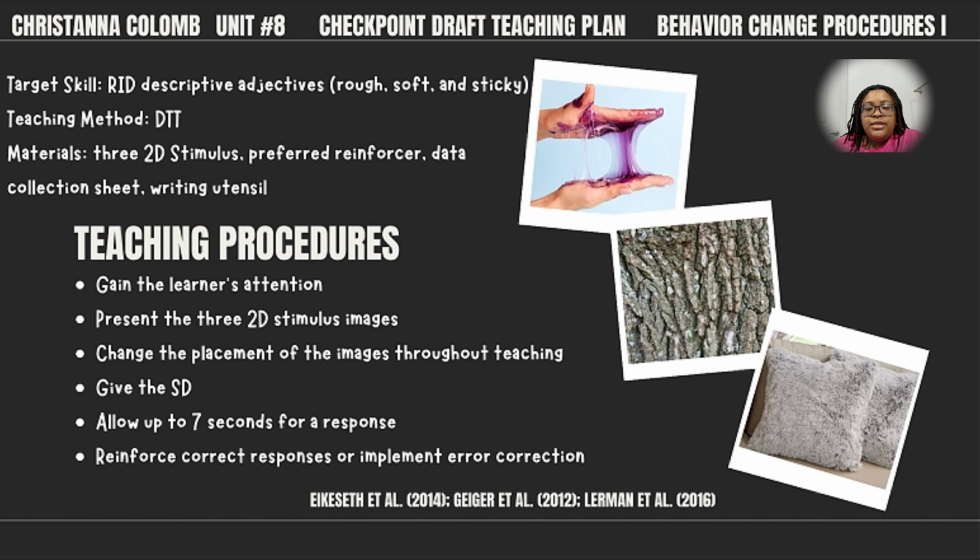If the learner responds correctly, immediate behavior specific praise along with a preferred reinforcer is delivered to strengthen the correct response. Lerman et al. notes that immediate reinforcement helps increase the likelihood that the correct response will occur again in the future. If the learner responds incorrectly or does not respond within the 7 seconds given to them, the error correction procedure is implemented using a least to most prompting hierarchy before re-presenting the trial. Ikes et al. emphasizes that providing repeated opportunities to practice the skill through error correction supports continued learning and skill acquisition.